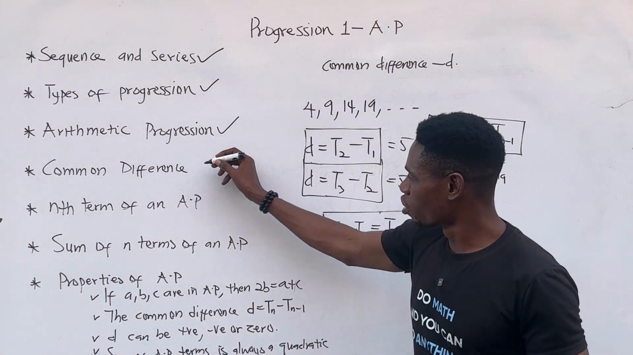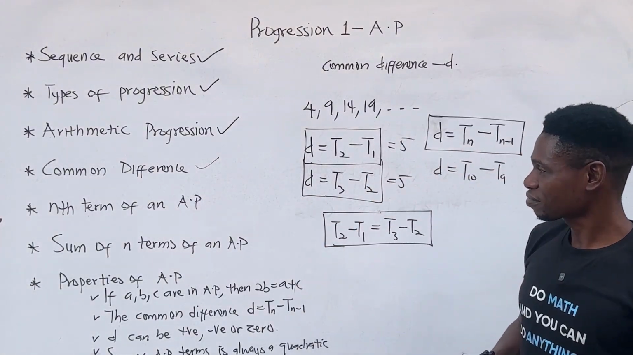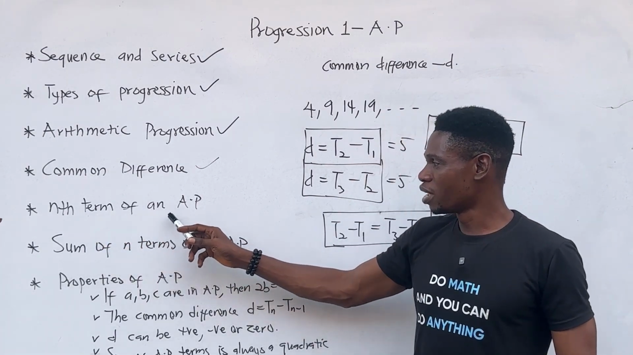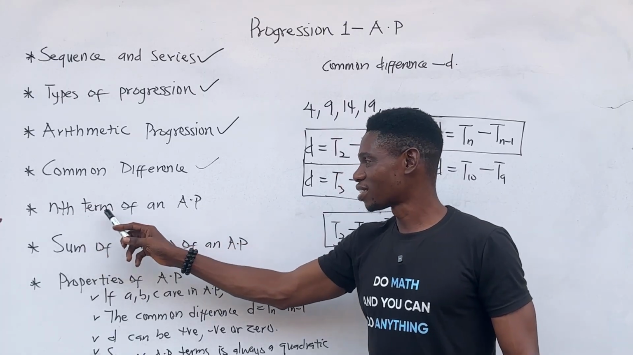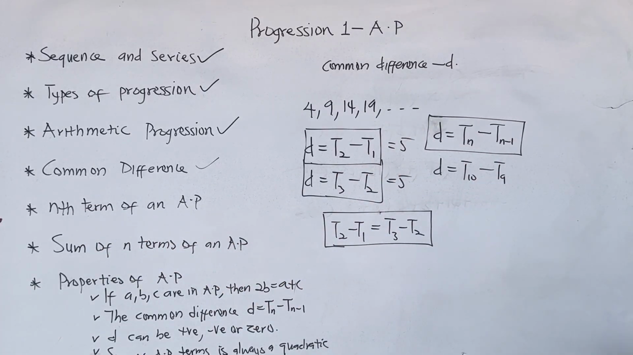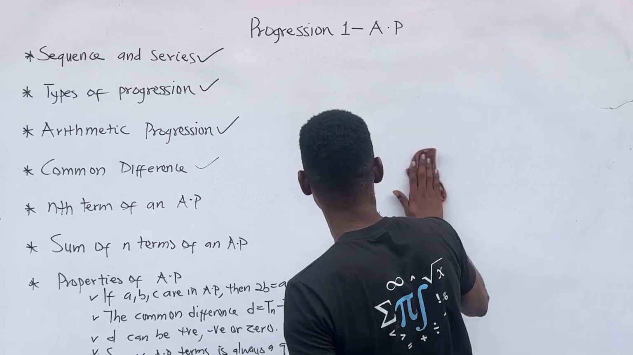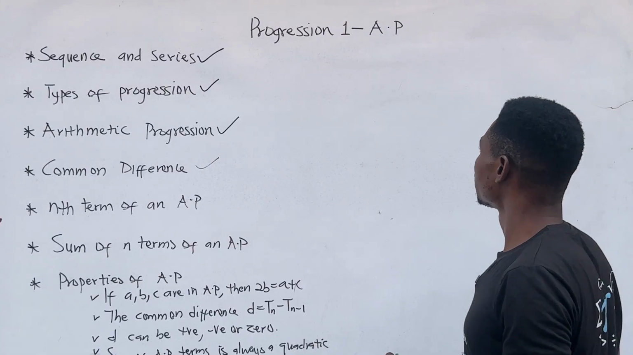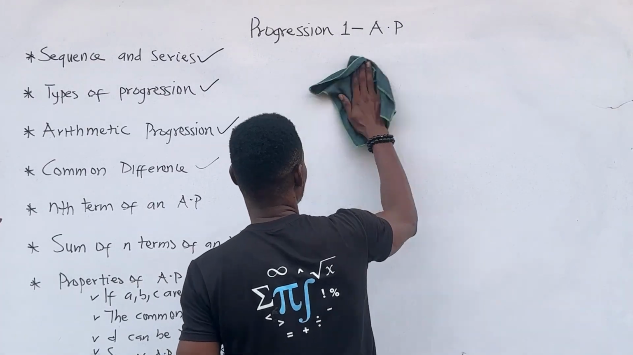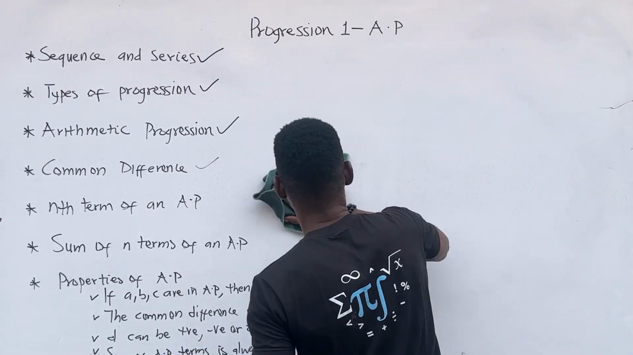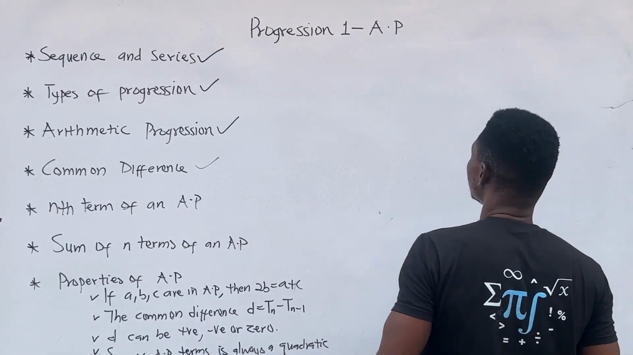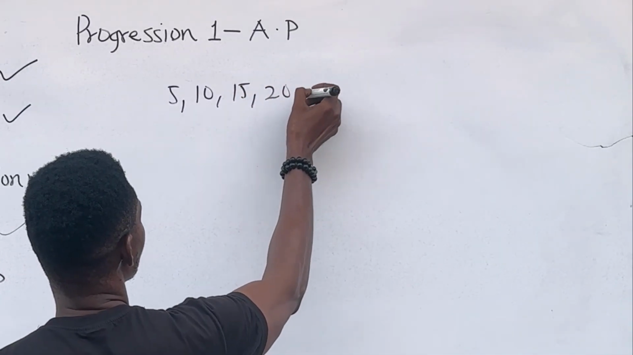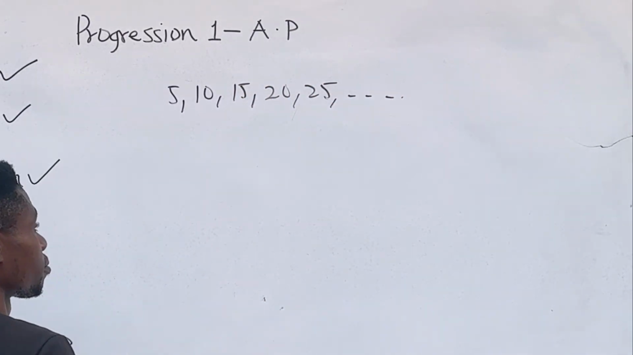So we've looked at common difference. Now let's look at the business of the day. Nth term of an AP. Okay? So let's say we're given an AP. Let me give you the AP. Let's use that same example: 5, 10, 15, 20, 25, and so on.